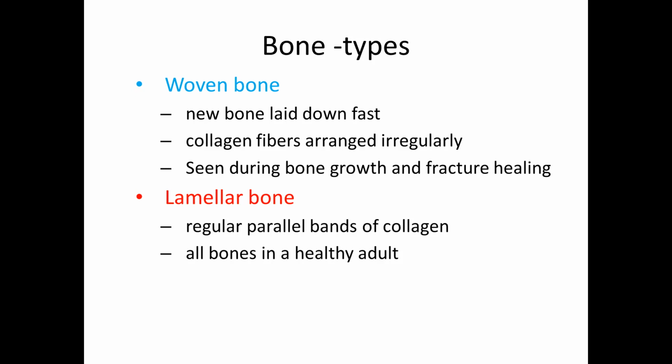Otherwise, all healthy bone in adults is called lamellar bone. Here, the collagen fibers are regularly and parallelly arranged, and you have a much better structure. It is much stronger. All bones in a healthy adult will be lamellar bone.